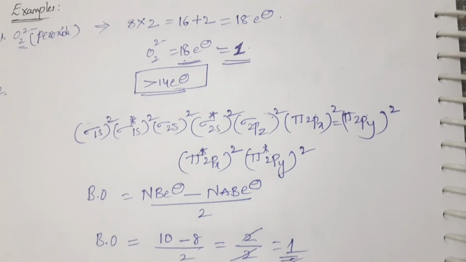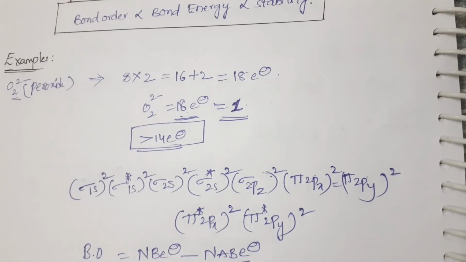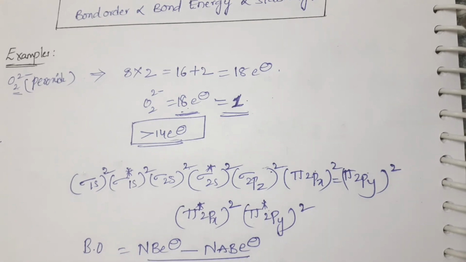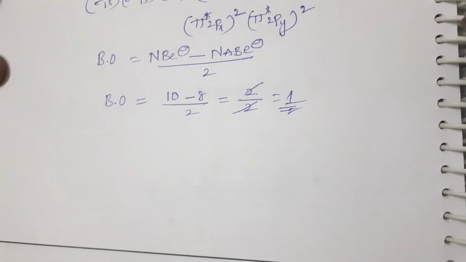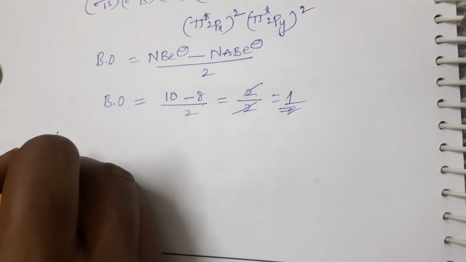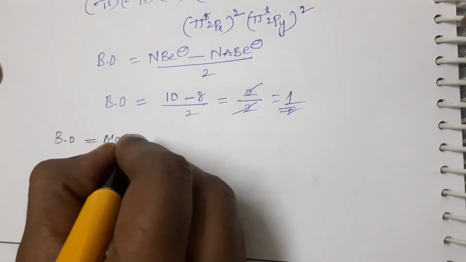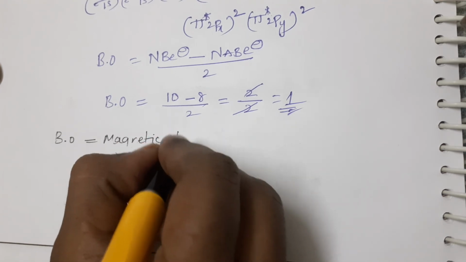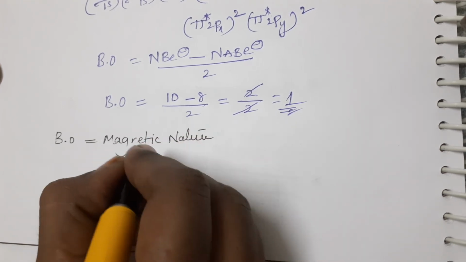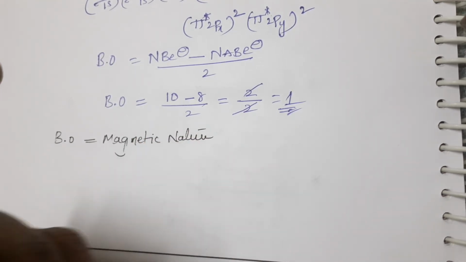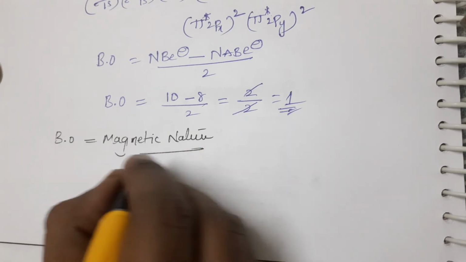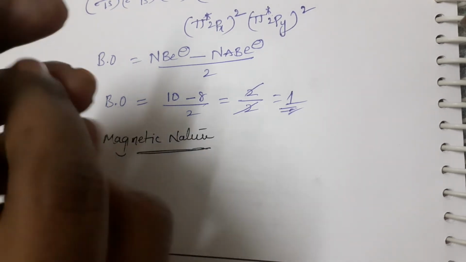Or if you follow the trick which I told, then we'll get the same answer. Okay, moving to the next one. Bond order is also related to the magnetic nature of atoms. How? We'll see. Check it out.